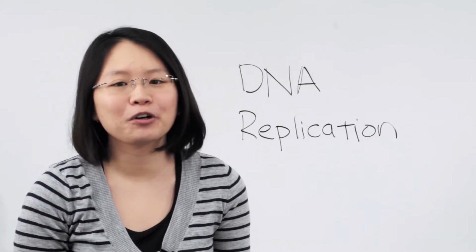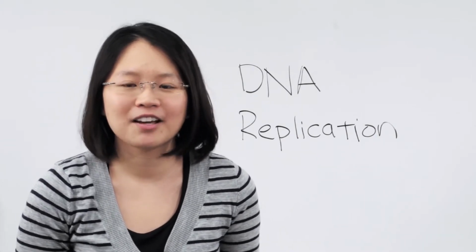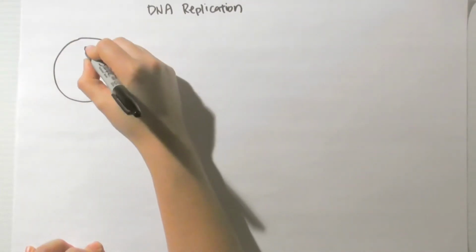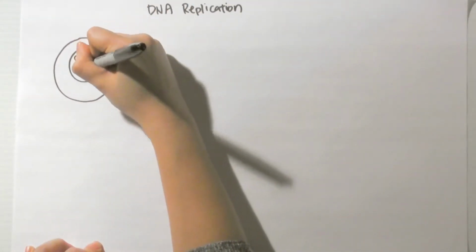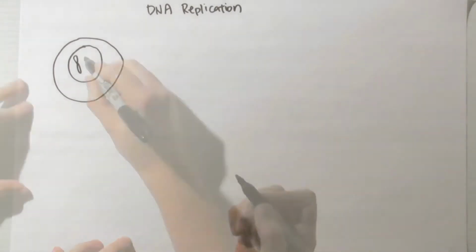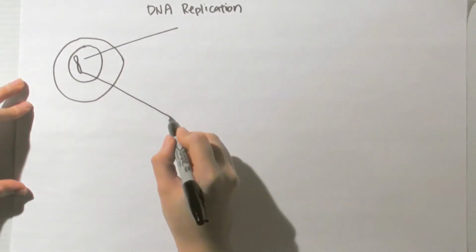In this video, we are going to look at DNA replication. So let's get started. So here's a cell and a nucleus, and here's a chromosome. Now, before this cell can divide, it needs to replicate its DNA so that its daughter cells will have the same amount of DNA as it does. And let's zoom in on this chromosome.